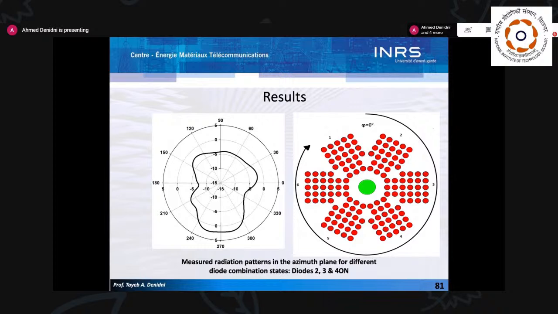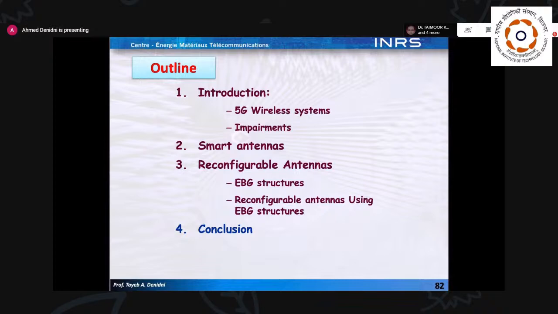If you are interested, this work was published in IEEE last year with Mr. Muad and myself. Now I finish my talk because it seems I don't have a lot of time.